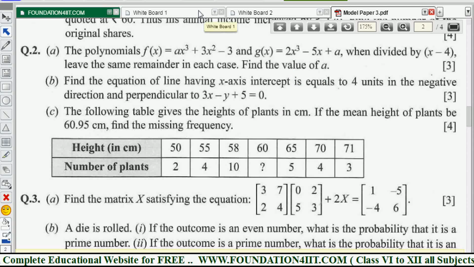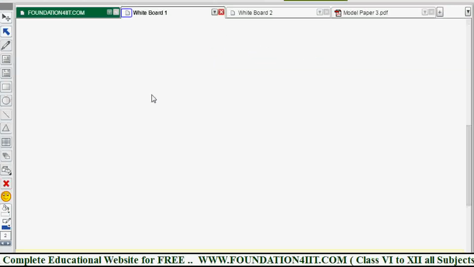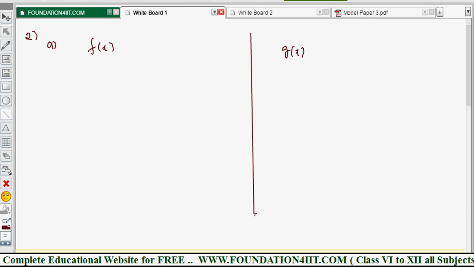Let me take the question and solve. If you see this first one, let's take the two equations. The first one is f of x and the second is g of x. Let me solve for the same remainder. So f of x is given as ax cube plus 3x square minus 3, and g of x is 2x cube minus 5x plus a.